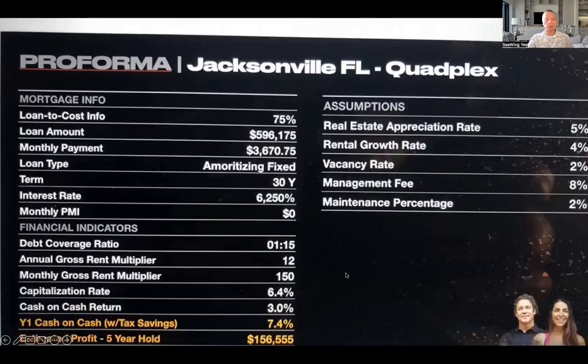So let me go over some of the scenarios. So this is your loan amount. Each unit rents, I'm not exactly sure, around $1,600, something like that, but it gives you very good cash flow. Cash on cash return is 7.4%. So you'll get around $800 monthly net cash flow for long-term rents.